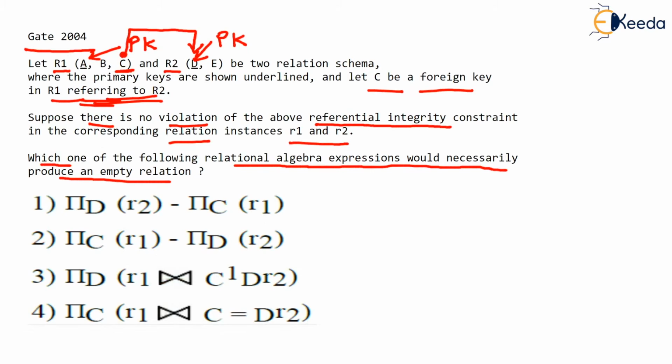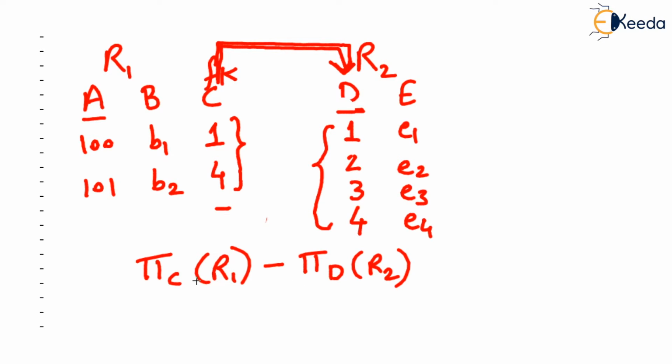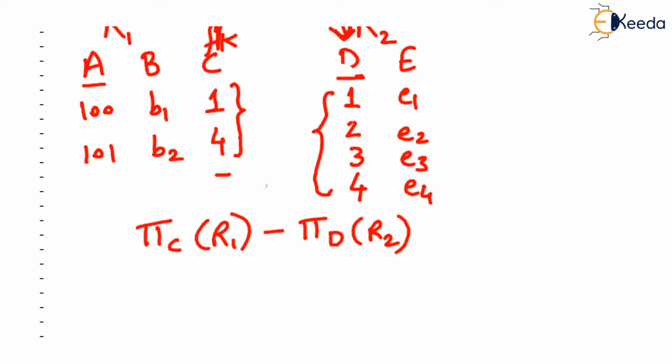Now, will this particular query, the first one, in relational algebra produce an empty result? Let's find out. This is what I have written. Project, this is the project operation, all of you know. Project C from R1 minus, you know the minus operation, it is a set operation, project D from R2. First of all, if you project C from R1, then you are going to get all values of C, that is 1 and 4. Actually, it will be shown as two different tuples, but I'm saving some space.